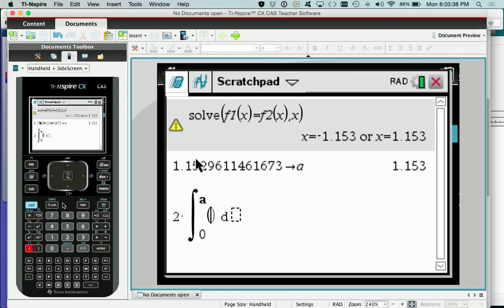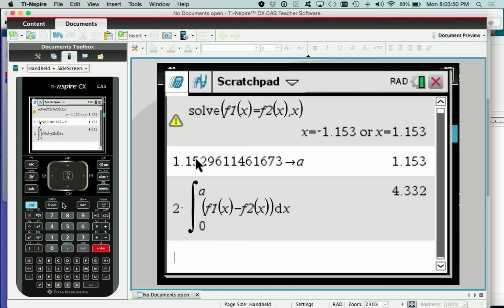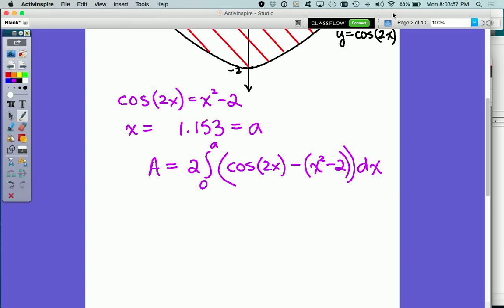I don't have to type these functions again. So I'm going to say I want f1 of x minus f2 of x with respect to x. And this should kick out my answer. And it tells me that my answer is 4.332. So I can go back to my question, and I can write that answer in. And I need to say that this is approximately 4.332 because it's only 4.332 to the first 3 decimal places. There's actually more digits that come after that.